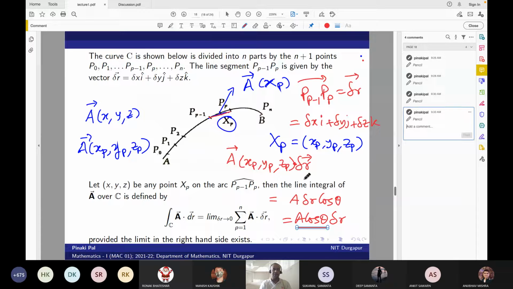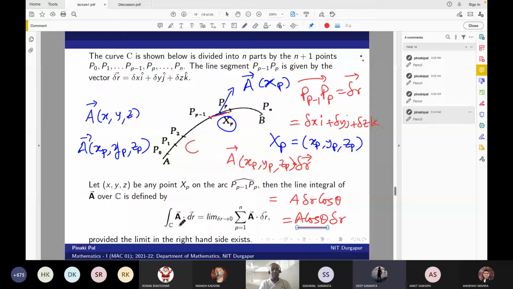It will depend on the vector A. So this definition is purely mathematical at this moment. And if this limit exists uniquely, it is called the line integral of this vector function A over the curve C. Curve C means this curve is named as C.